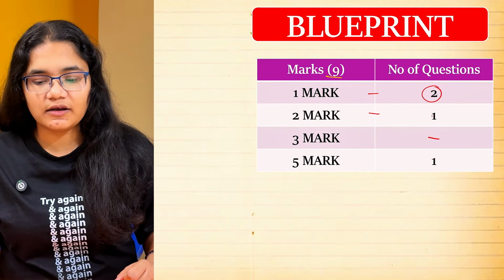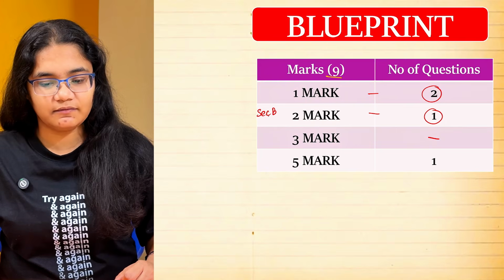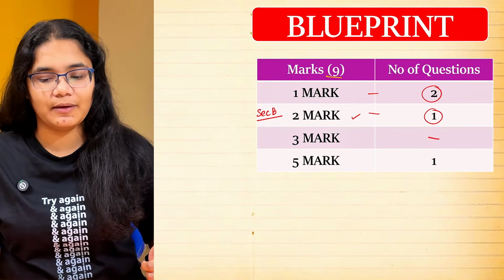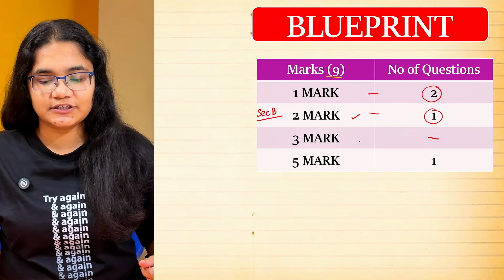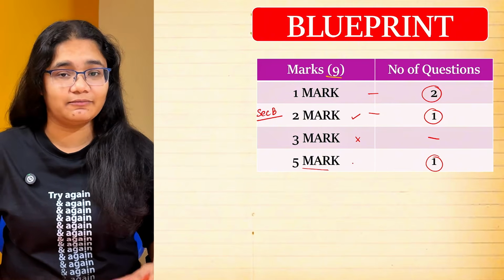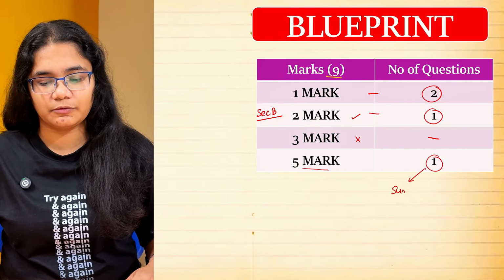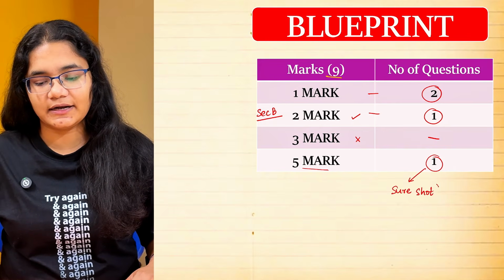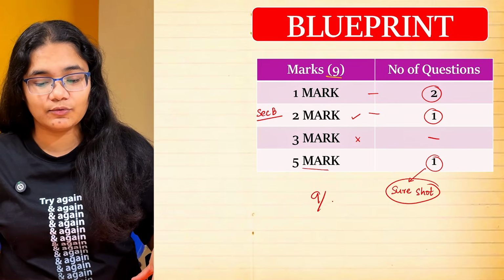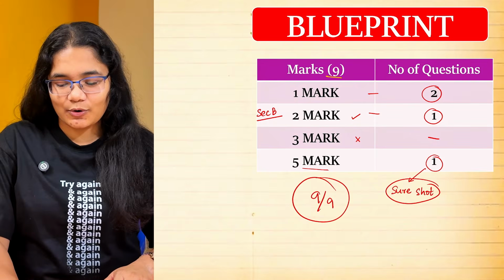Then in Section B, which carries 2 marks, there will be 5 questions, and 1 question will be from haloalkanes and haloarenes. In the 3 marker section, this chapter has no role, and in the 5 marker section, you will get 1 question. Let me tell you, this 5 marker question is a short question. You can very easily predict it, and if you watch this video and solve all the questions, I can guarantee that 9 out of 9 is definitely in your pockets. So let's get started.